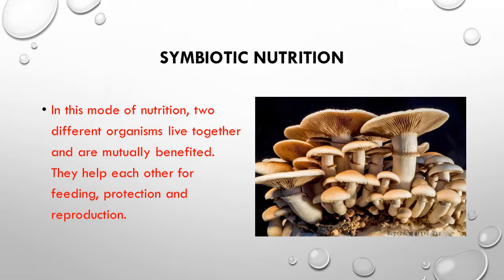Symbiotic nutrition. Here is the picture, and you can understand what it is. This is a mushroom. In this mode of nutrition, two different organisms live together and are mutually benefited. They help each other for feeding, protection and reproduction. Two living organisms live together and depend on each other. They feed and protect each other, and for reproduction also they depend on each other.